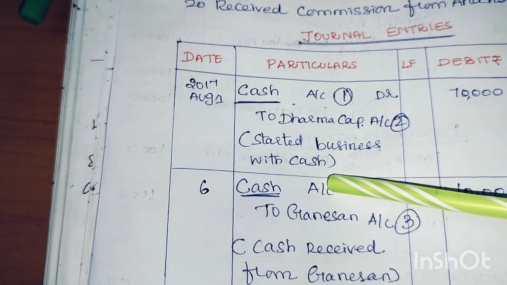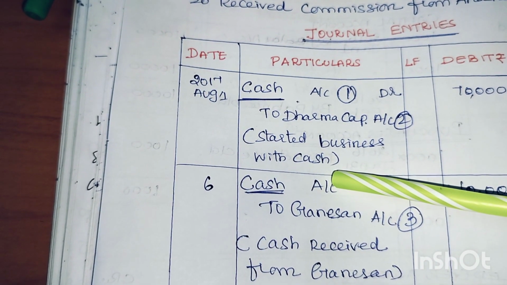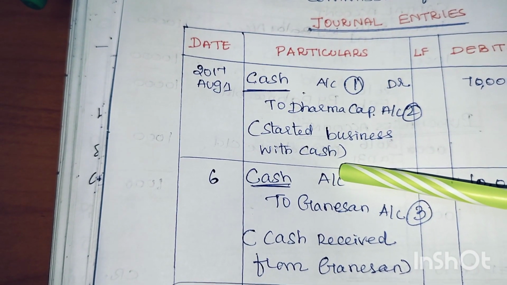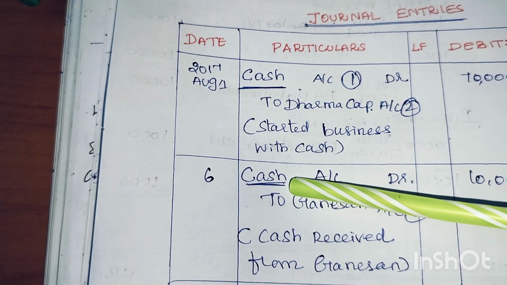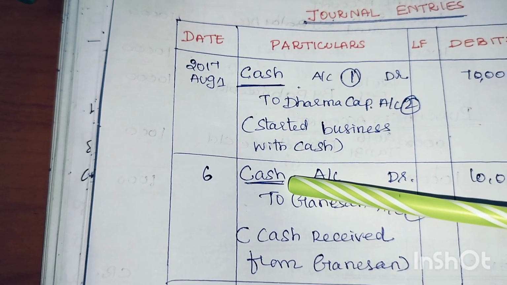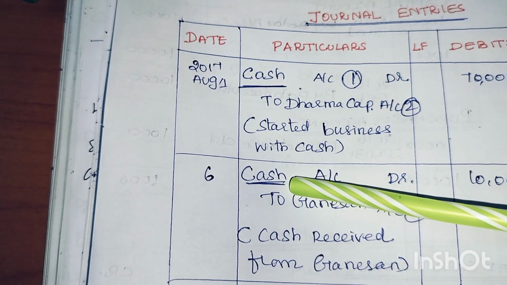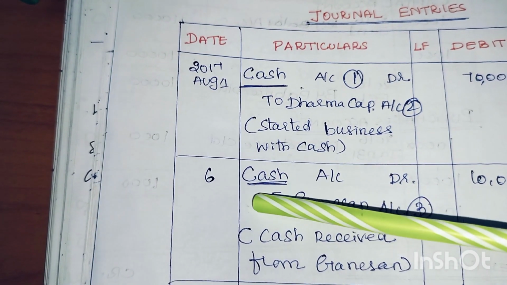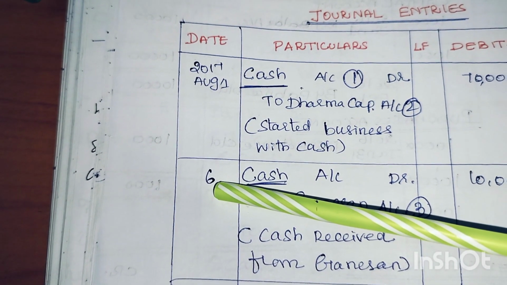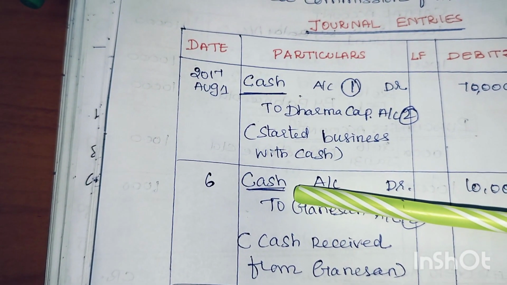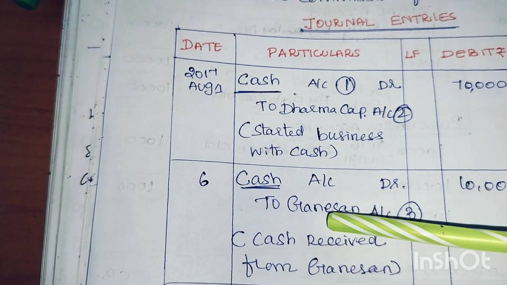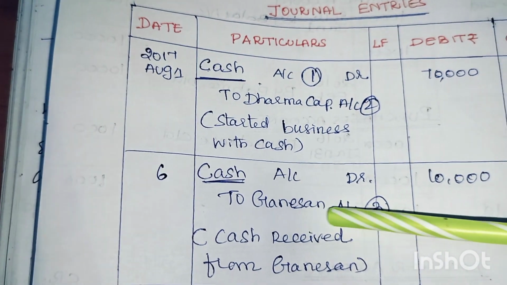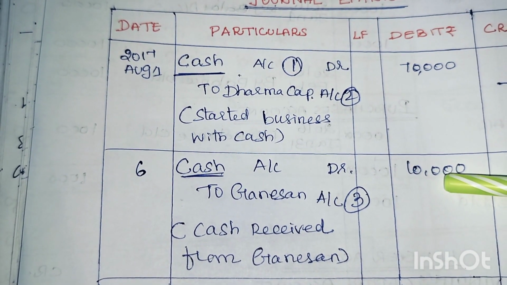So we come to the next transaction related to cash account. On which side does cash account appear? Cash account appears on debit side. Okay. Then when did the cash transaction occur? On August 6. Okay. What is the opposite account from the cash account? Ganesan account is the opposite account from the cash account. How much rupees? 10,000 rupees.